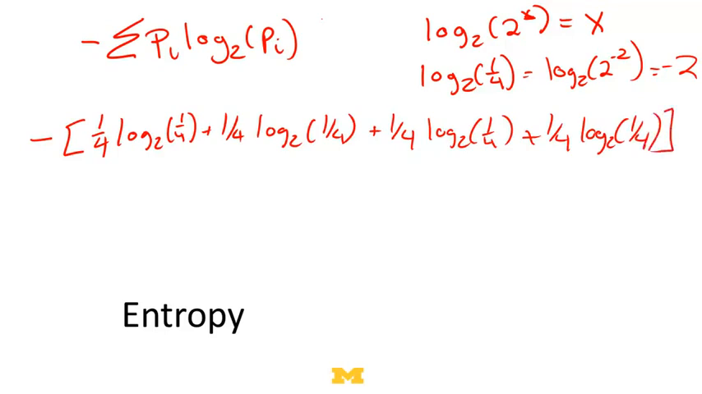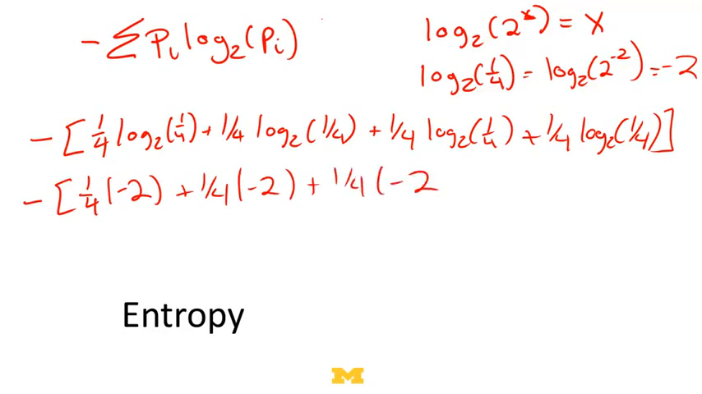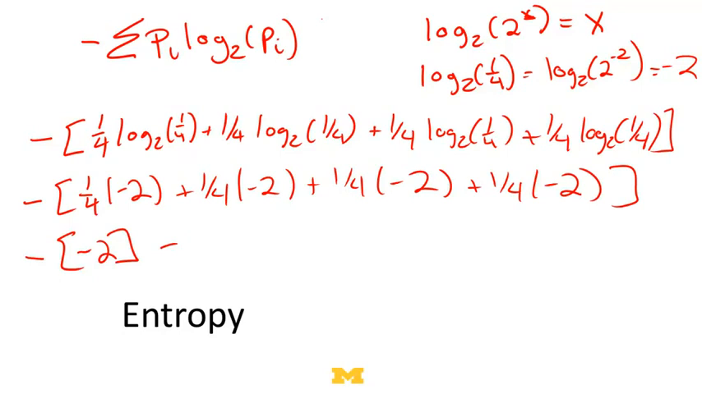If you haven't done logs before, don't worry about it. I just want you to get a sense of the idea behind this, what entropy measures. So I'm going to explain conceptually what this is after we can finish this calculation. So we're going to get minus 1/4 times minus 2, plus 1/4 times minus 2, plus 1/4 times minus 2, plus 1/4 times minus 2, right? And we get this, remember, because the log base 2 of 1/4 is just the log base 2 of 2 to the minus 2, and so it's just minus 2. So that gives us minus, and I've got 4 times 1/4 times minus 2, so I get minus minus 2, which equals 2. Okay?